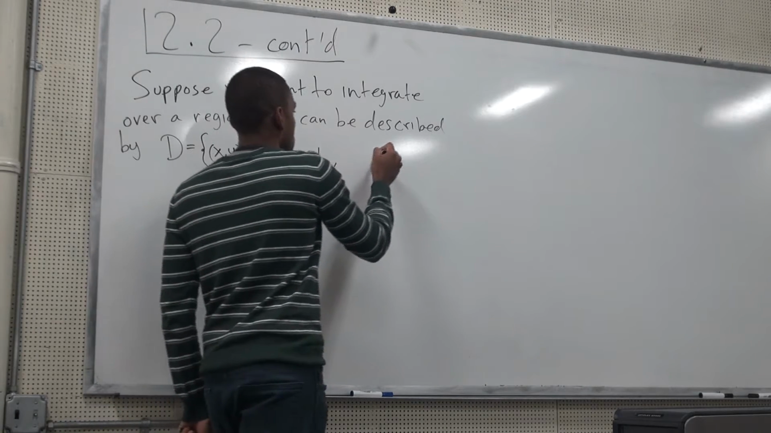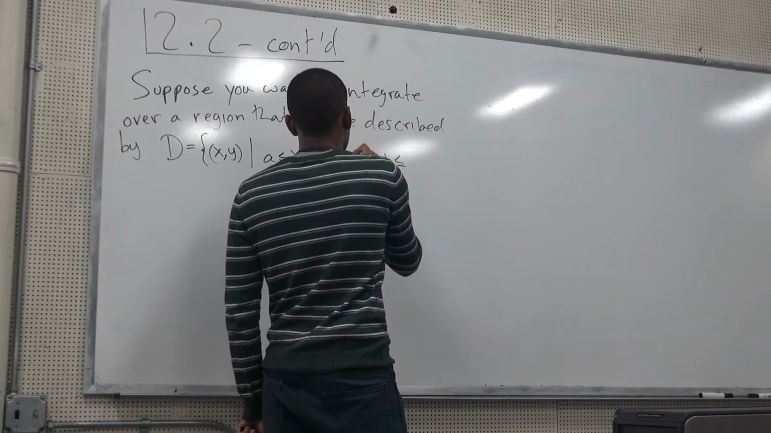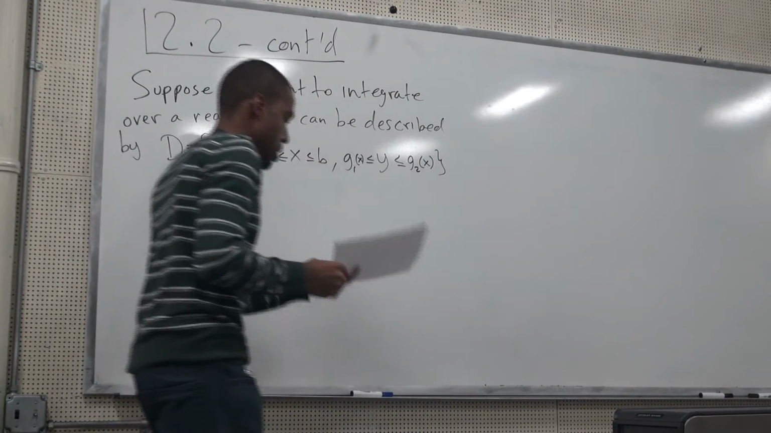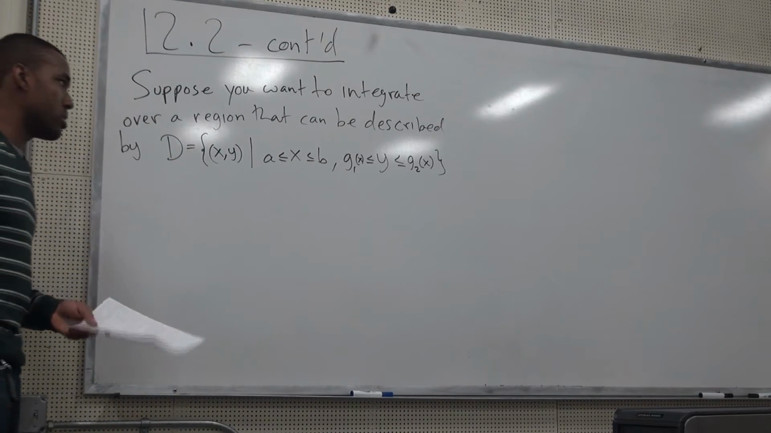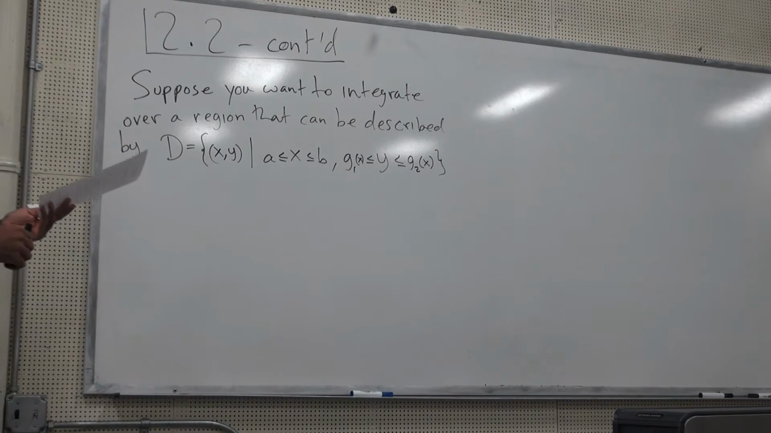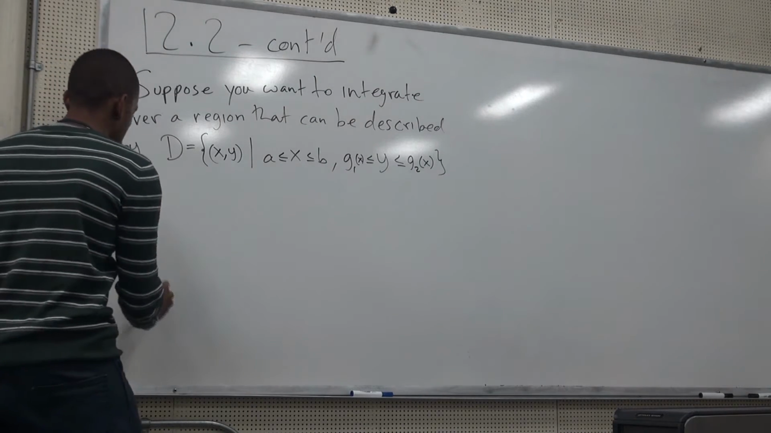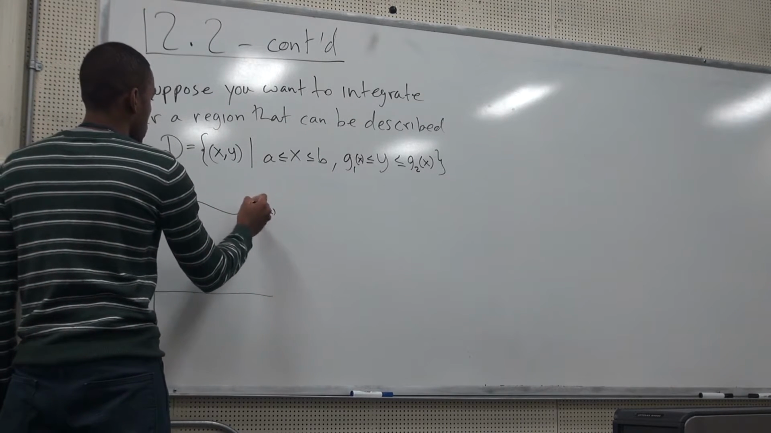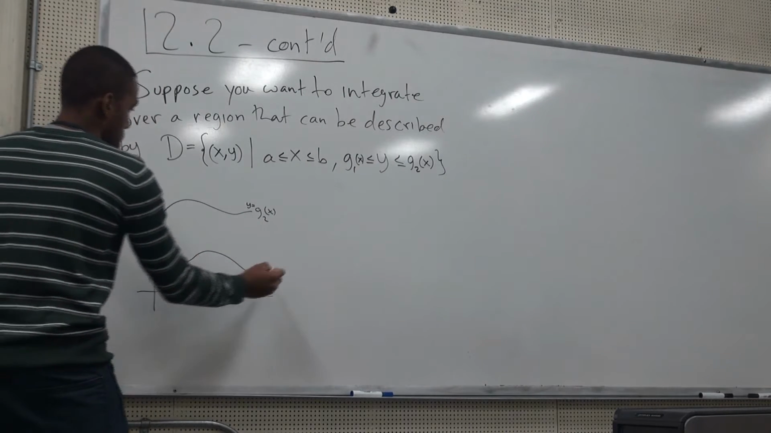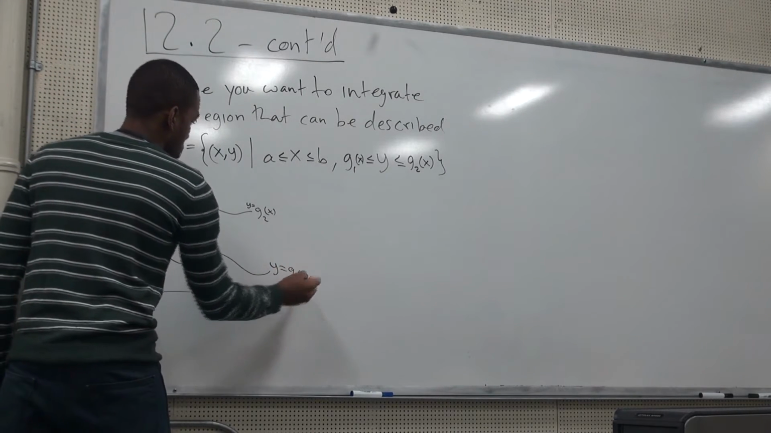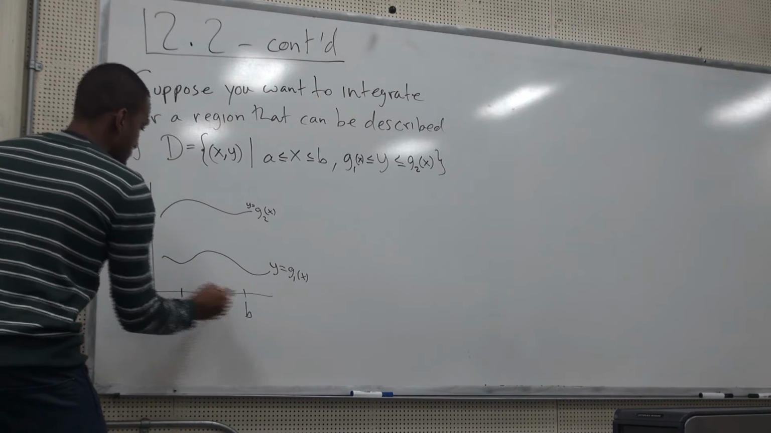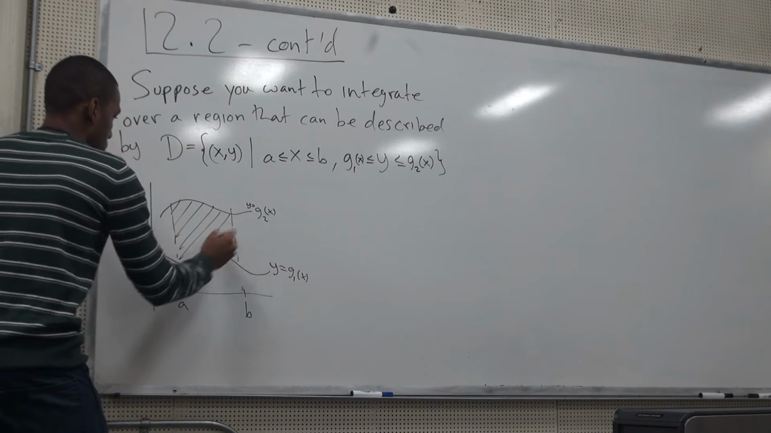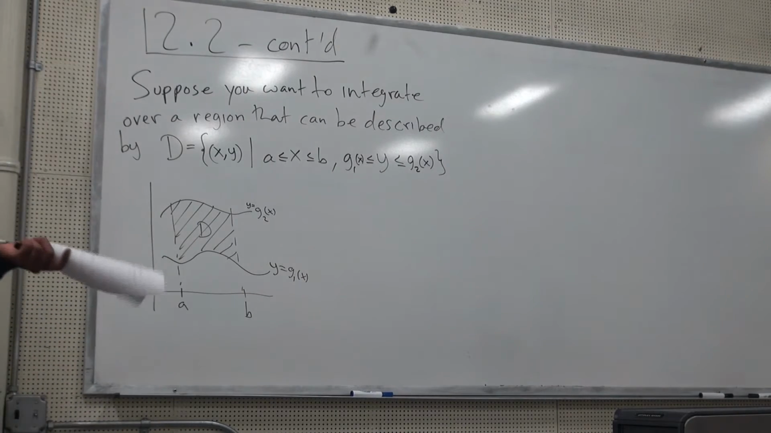Here, let x go between constants, and my y can go between two functions. Your book calls this a type 1 region. I don't care what the name is, and you shouldn't care either. Just recognize when you're given something like this. In picture form, it could look something like this. You have one curve up here, y equals g2 of x. You have another curve doing something here, y equals g1 of x. And my x can be given between limits a and b. You project it up. So my region D can be described this way.